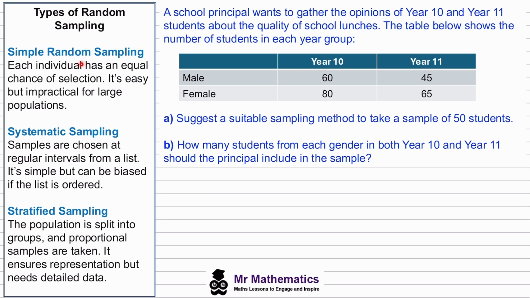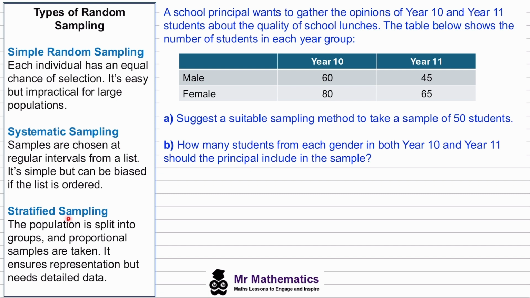You could put everyone's name into a hat and draw them randomly. It's fair, but impractical for large groups. In systematic sampling, you pick every fifth student on a list. It's quicker, but if a list is ordered, like alphabetically, it could cause bias, and the first person that you pick has to be chosen at random.